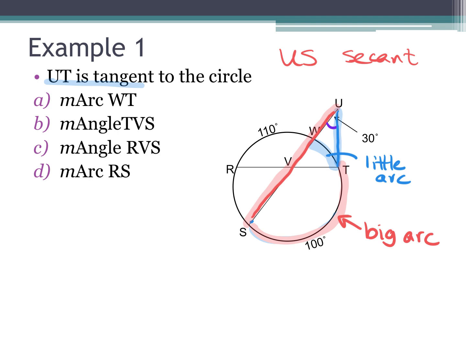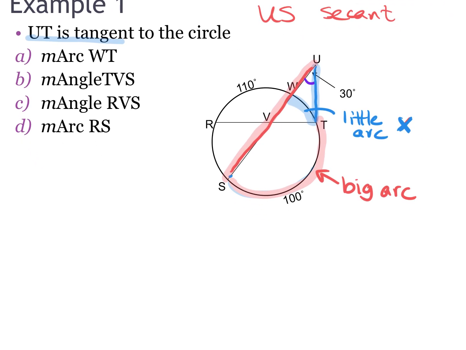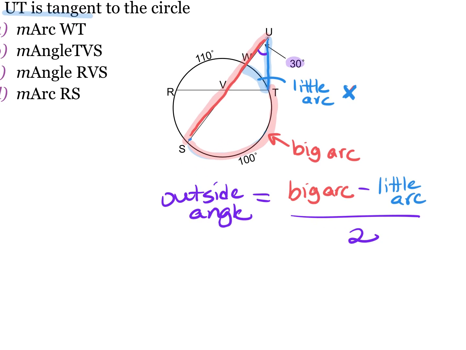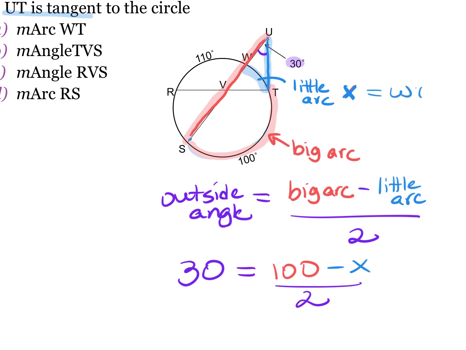So to find little arc, and I'm going to call this X, which is going to be my WT, I'm going to be doing the formula outside angle, and in this case, my outside angle is going to be this 30, is equal to big arc minus little arc divide by 2. So let me fill in my numbers. So my outside angle is 30 degrees. My big arc is 100. I don't know little arc. And then the divide by 2 is part of the formula. So again, remember X is arc WT.